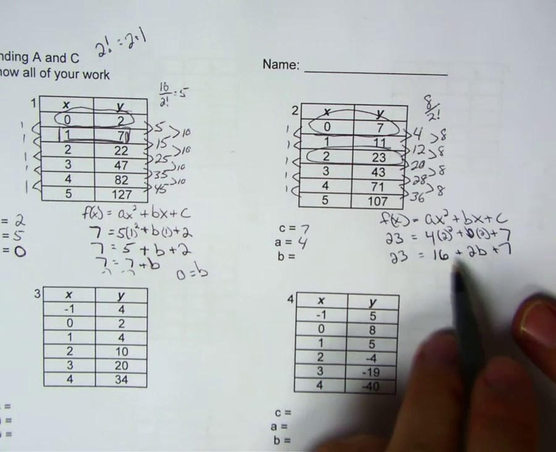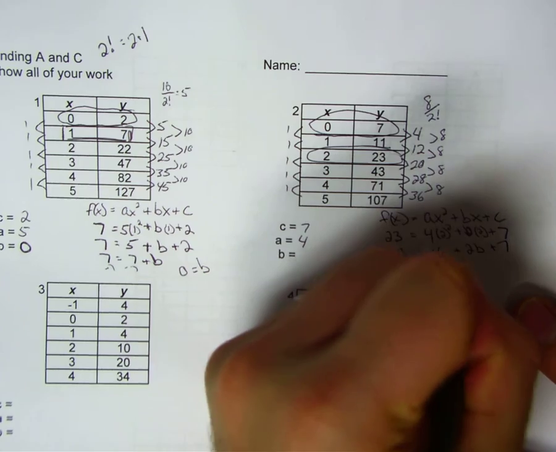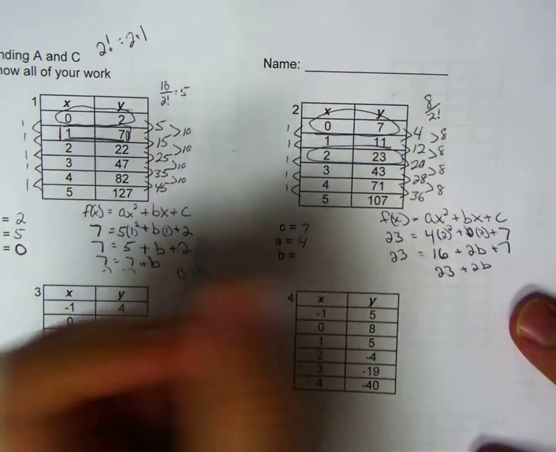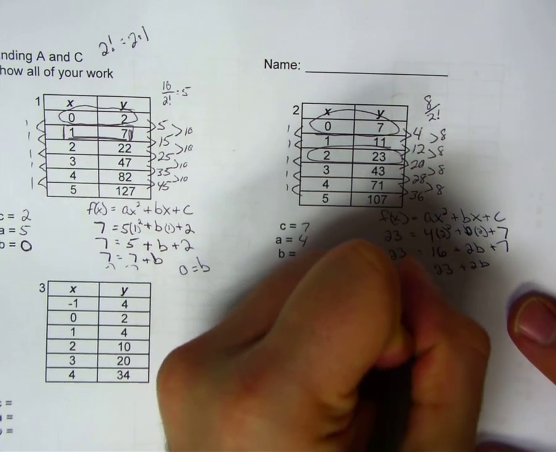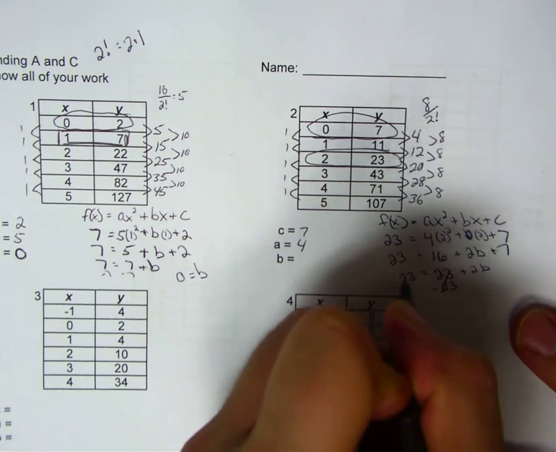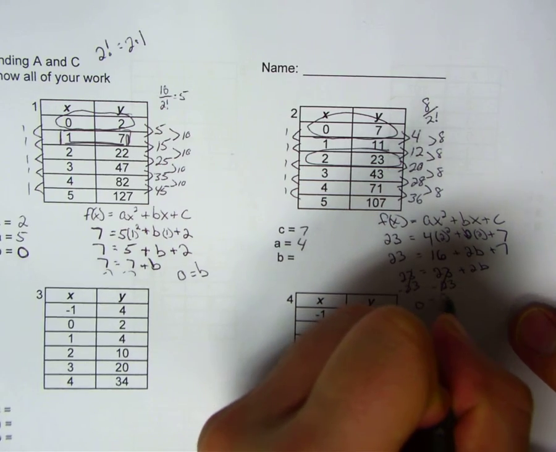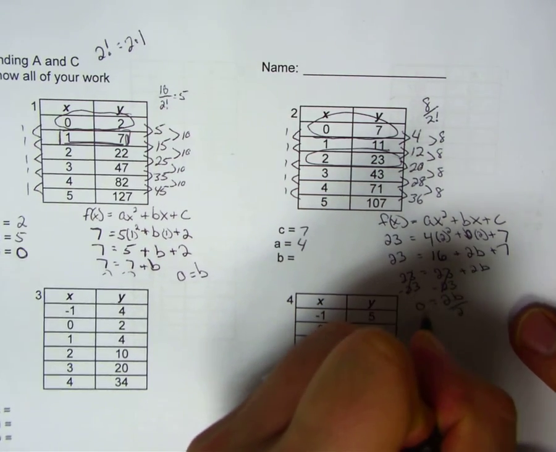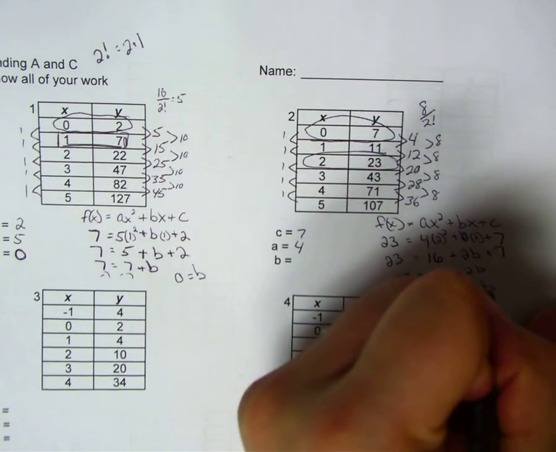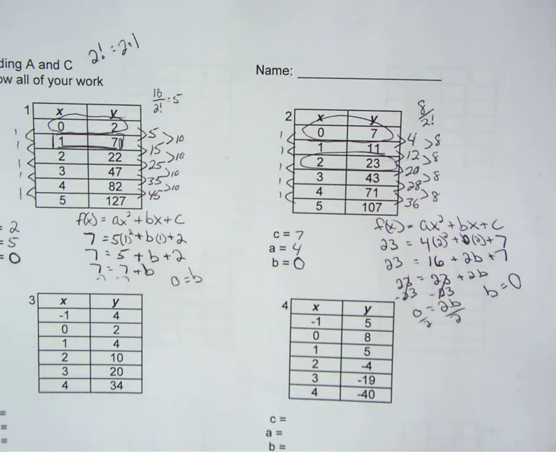All right, combine your like terms. 16 plus 7 is 23. You still got the 2b. All right, 23 here. All right, subtract the 23. And you get 0 equals 2b. Divide by 2. And we get b equals 0. So again, in this case, b equals 0.